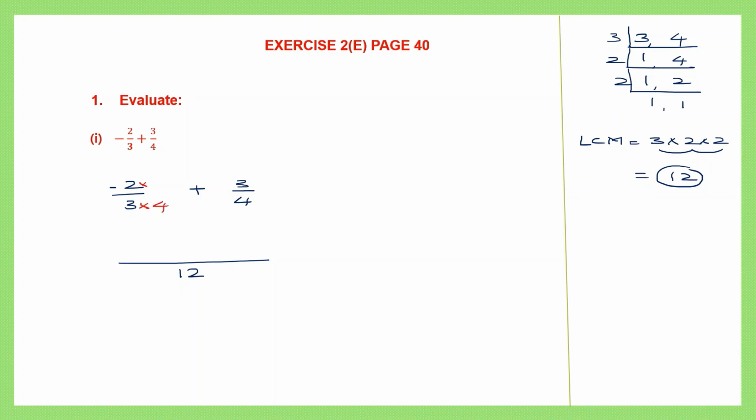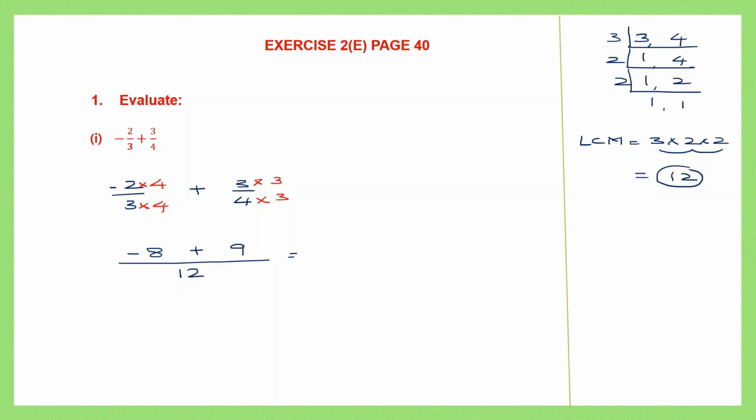So let's multiply the first numerator also by 4. Minus 2 into 4 will be minus 8. 2 fours are 8. Plus, let's go to the second one, and here the denominator is 4. 4 into 3 is 12. So multiply 3 also by 3. 3 threes are 9. So here what do we have? We have minus 8 plus 9.